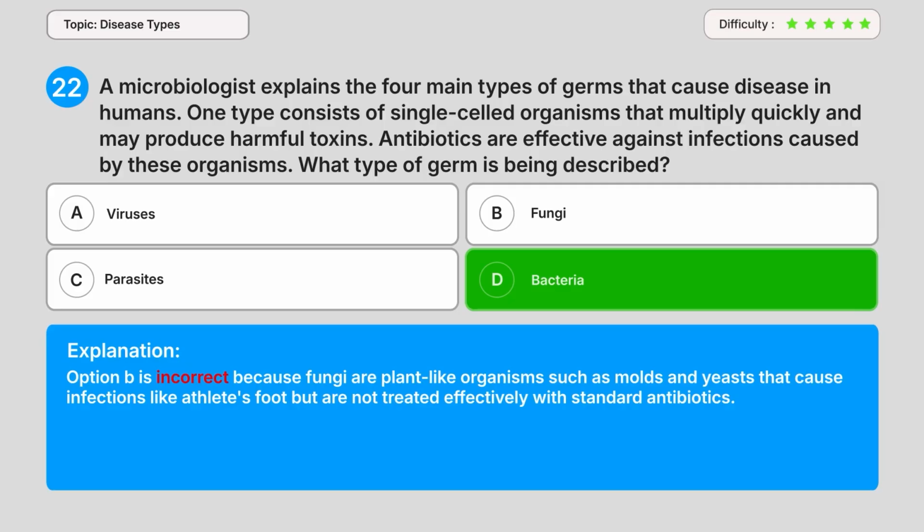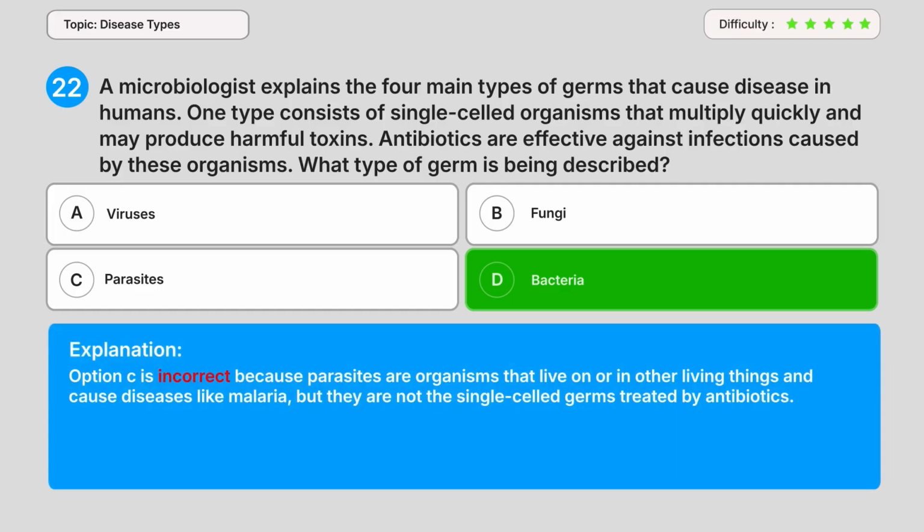Option B is incorrect because fungi are plant-like organisms such as molds and yeasts that cause infections like athlete's foot, but are not treated effectively with standard antibiotics. Option C is incorrect because parasites are organisms that live on or in other living things and cause diseases like malaria, but they are not the single-celled germs treated by antibiotics.